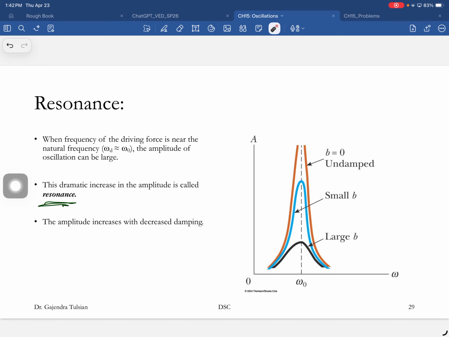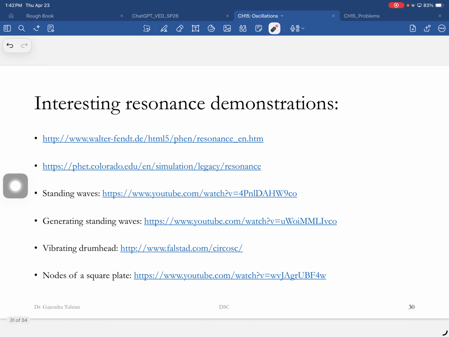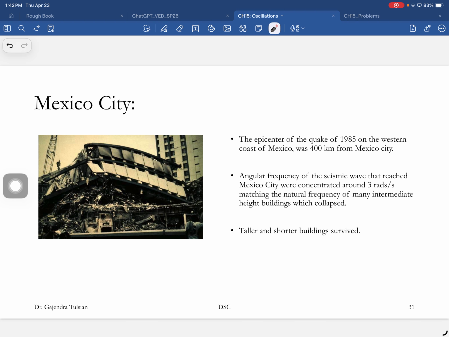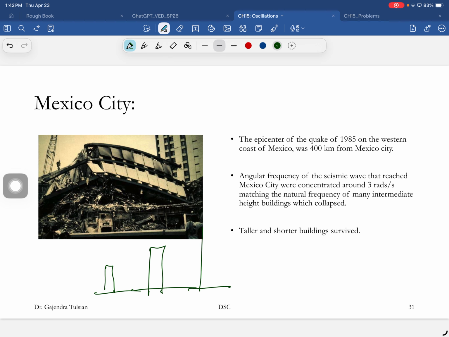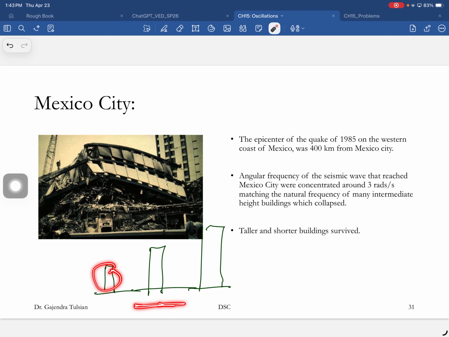So if a frequency matches the natural frequency, this happens all the time. For instance, the natural frequency of buildings depends on the size of the building and so on. Now here's the deal. If an earthquake happens, it'll shake the ground like that. If this frequency matches the natural frequency of one of the buildings, then that building will collapse. And if this frequency doesn't match the frequency of that building, the building won't collapse.